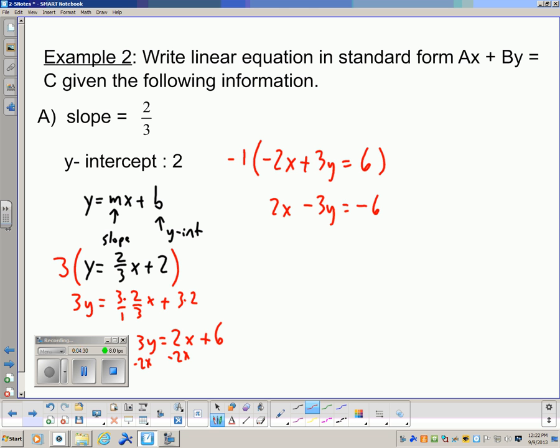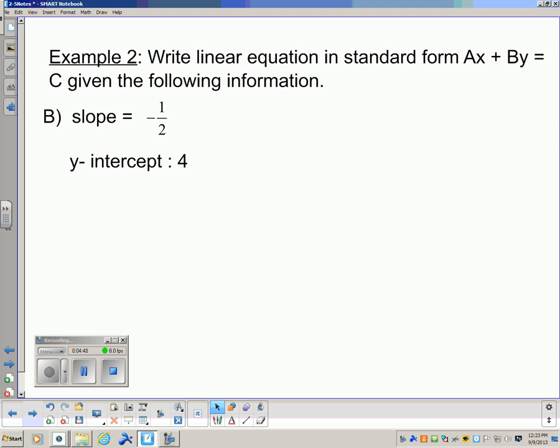Otherwise, -1 times this gives me a positive 2. -1 times this gives me a -3, and -1 times 6 here gives me a -6. So there it is. 2x minus 3y equals -6 in standard form.